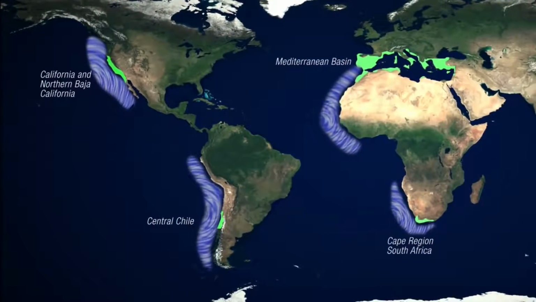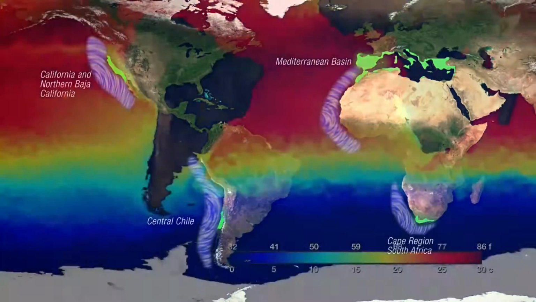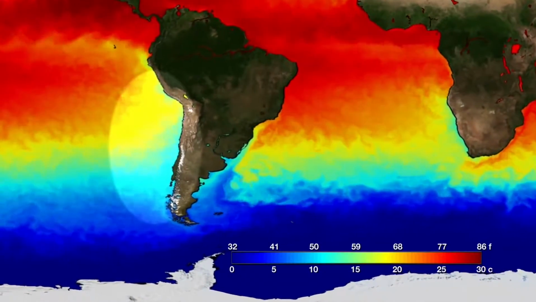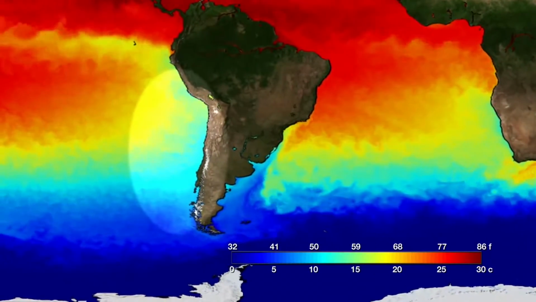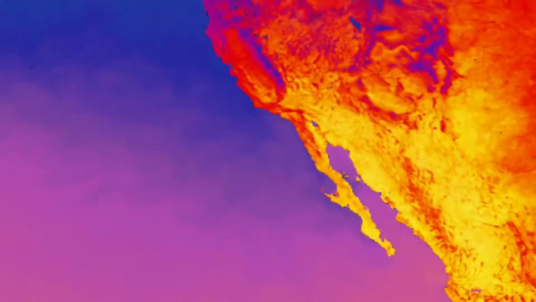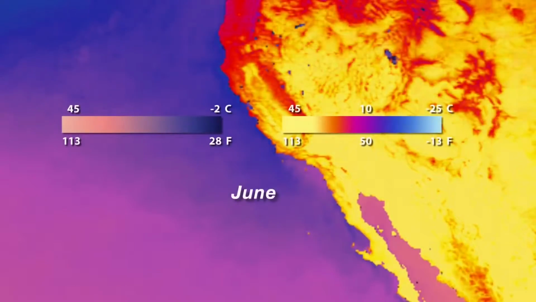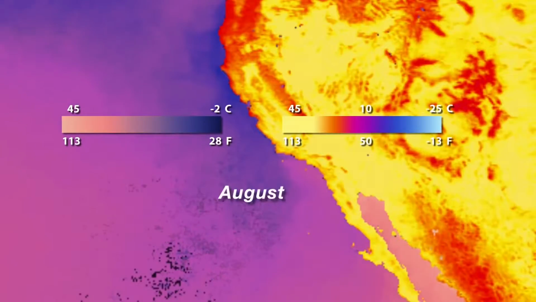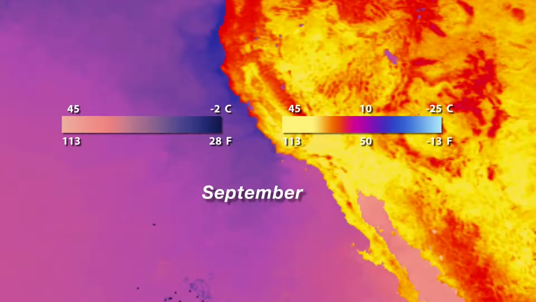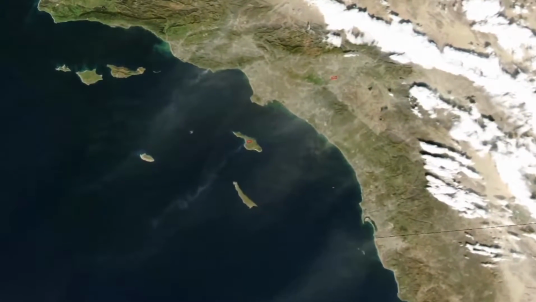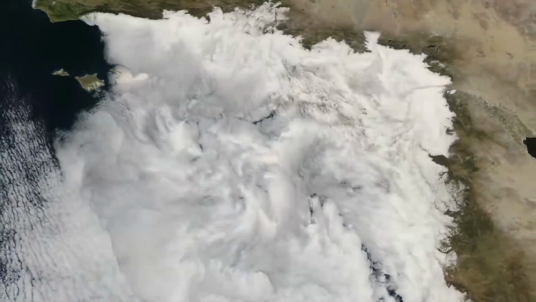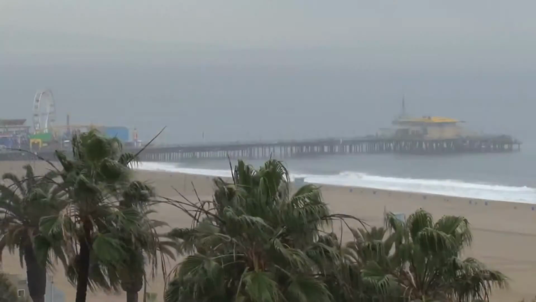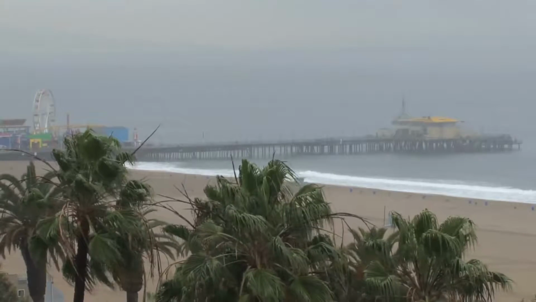Upwelling affects climate in 2 key ways. It makes the ocean surface extra cold, exaggerating temperature differences between the ocean and land in summer. These temperature differences act to pull marine fog inland. Fog itself helps moderate local climate.